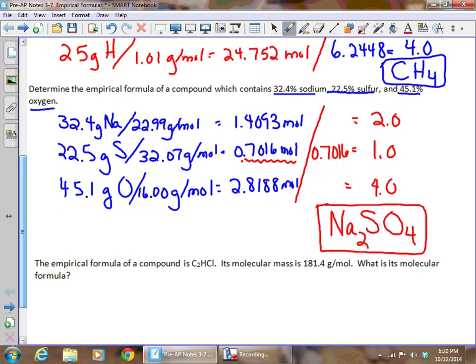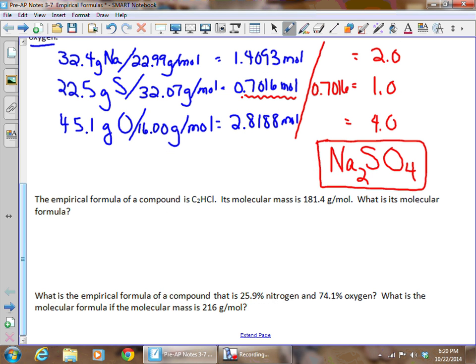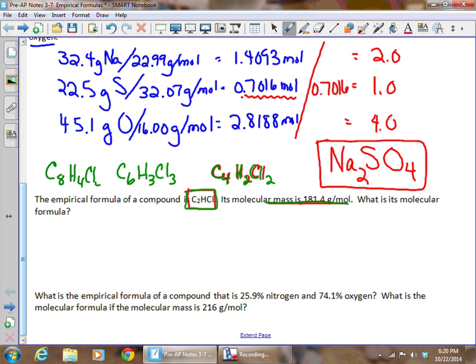Now, what if we know the empirical formula and they also give us some extra information? If the empirical formula is this, but it also tells us the molecular mass, does it make sense that if this is the simplest formula, we could end up with a formula that was twice as big as this? And maybe I should be putting this in green since I don't want you to necessarily write this down. Or it could be 3 times as big as this. Or it could be 4 times as big as this. We don't know unless we have that extra information.